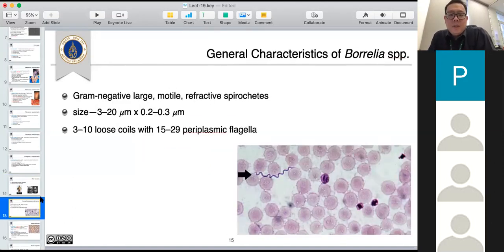The second one, the genus Borrelia. Borrelia is gram-negative, mold-type. Well, same, we do not stain Borrelia by Gram, but in this picture we stain the bacteria by Giemsa stain. Giemsa stains chromosomes, okay? So we probably see the bacteria under a high magnification microscope, but the size of the bacteria is bigger than syphilis, okay?